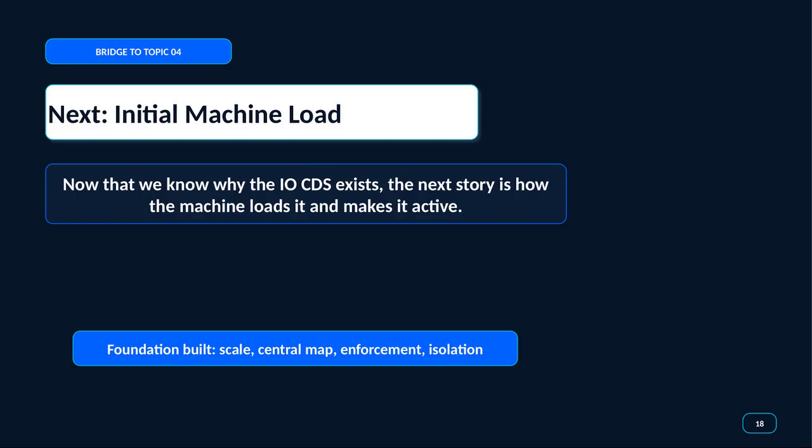This topic answered the why. The IOCDS exists because a large shared machine needs a trusted I/O map before operating systems begin using resources. The next topic naturally asks how that map becomes active. That brings us to initial machine load, the startup event where the machine reads the IOCDS and uses it to build the active I/O environment. Keep this story simple. First, we need rules. Then we need to load those rules. Then operating systems can begin working inside the boundaries those rules create.